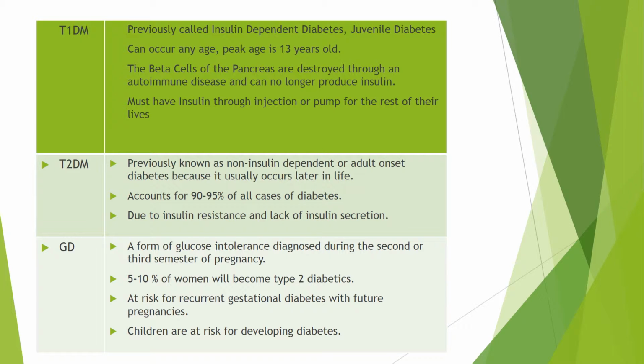Then there's gestational diabetes. It's a form of glucose intolerance diagnosed during the second or third trimester of pregnancy. It affects 5 to 10% of women. 5 to 10% of women will become type 2 diabetics after their gestational diabetes, and they are at risk for recurrent gestational diabetes with future pregnancies, and their children are also at risk for developing diabetes.